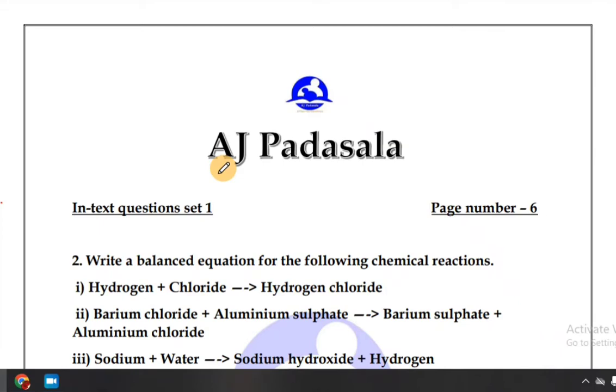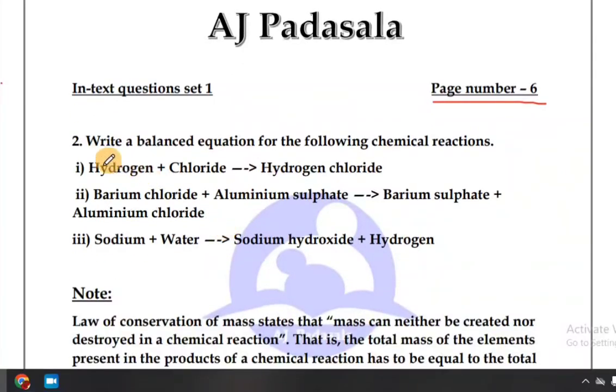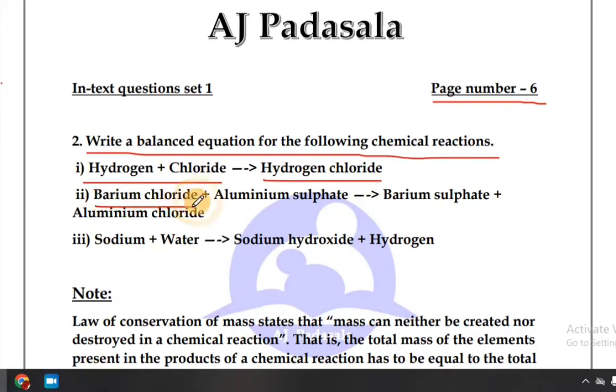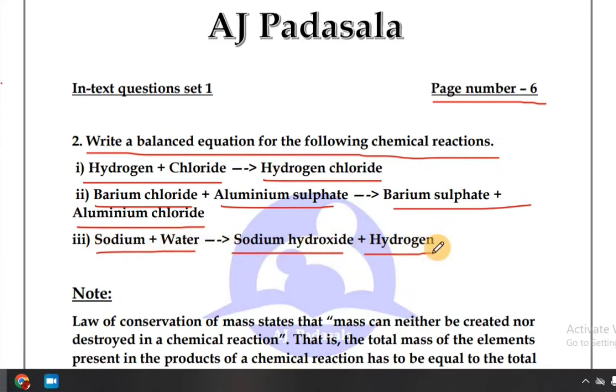In this video, we are going to solve the intext questions number 2 that are given in page number 6. Now, let's read the question first. Write a balanced equation for the following chemical reactions. Hydrogen plus chloride gives hydrogen chloride. Barium chloride plus aluminium sulfate gives barium sulfate plus aluminium chloride. Sodium plus water gives sodium hydroxide plus hydrogen.